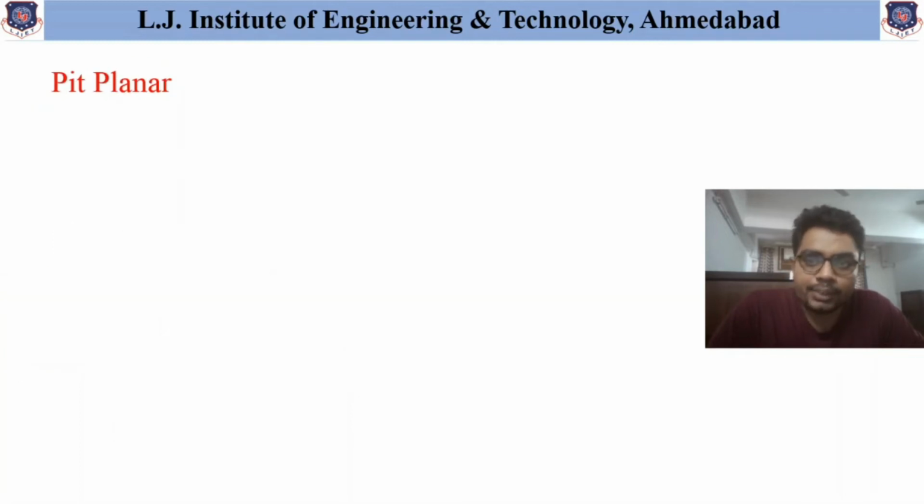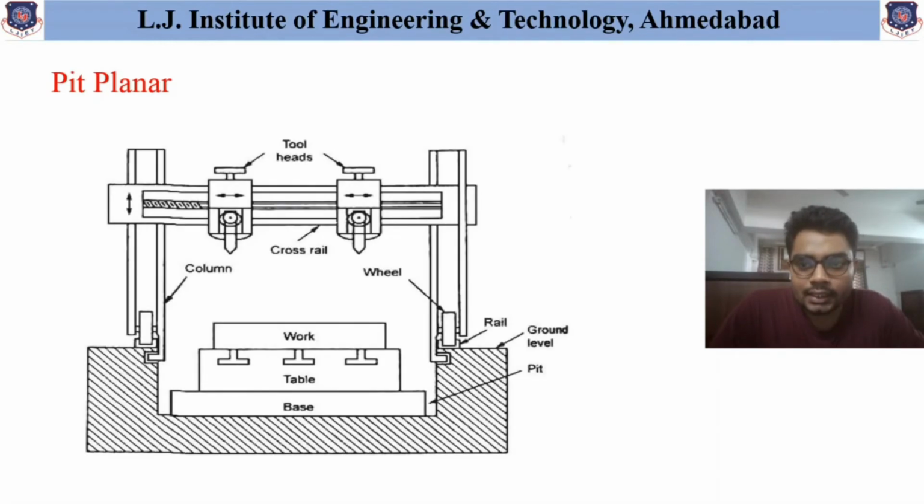Next is the pit planar machine. Now as we have discussed, to machine multiple surfaces, or if the length of the workpiece is very long, and now if the height of the workpiece is very high and it is difficult to accommodate in the previous machines, at that time this pit planar machine is available. And as one can see, a certain depth is provided for the table and the base, or we can see the pit is provided, and that's why this machine is called the pit planar machine.